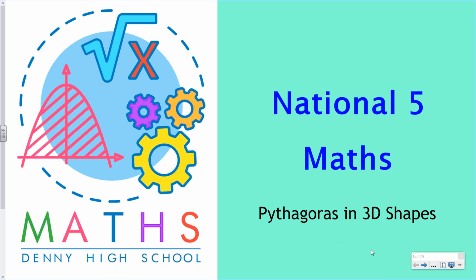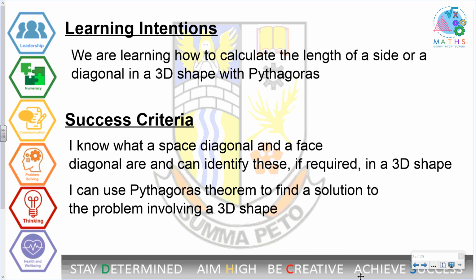This is a National 5 Maths video and looks at Pythagoras in 3D shapes. We are learning how to calculate the length of a side or a diagonal in a 3D shape with Pythagoras. We will be successful if we know what a space diagonal and a face diagonal are, and we can identify these if required in a 3D shape, and then use Pythagoras' theorem to find a solution to the problem involving a 3D shape.